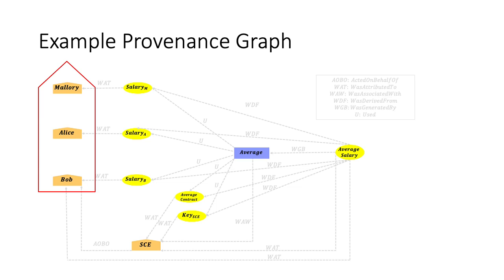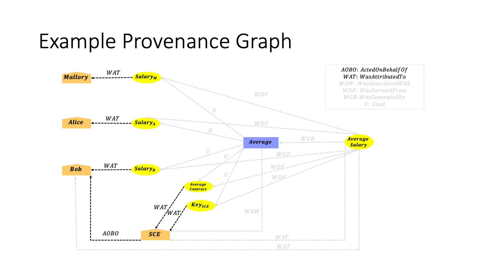This graph contains 4 agents. Mallory, Alice, and Bob are all account agents, and SCE, which represents a secure computation engine, is a node agent. And lastly, the graph contains 1 activity, which represents the average function. In this graph, salary M was attributed to Mallory, salary A was attributed to Alice, and salary B was attributed to Bob. Average contract and key SCE were attributed to SCE, and SCE acted on behalf of Bob.